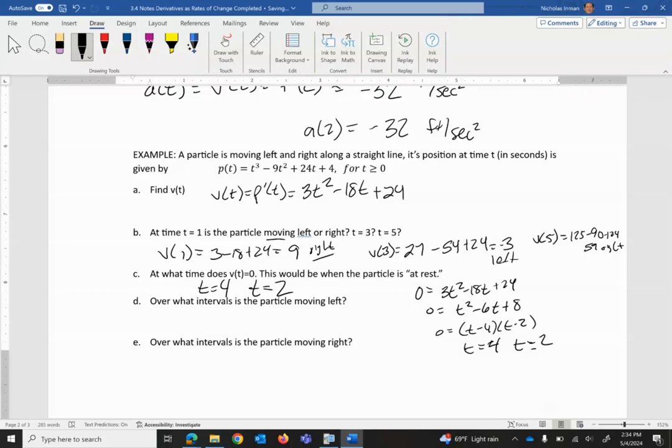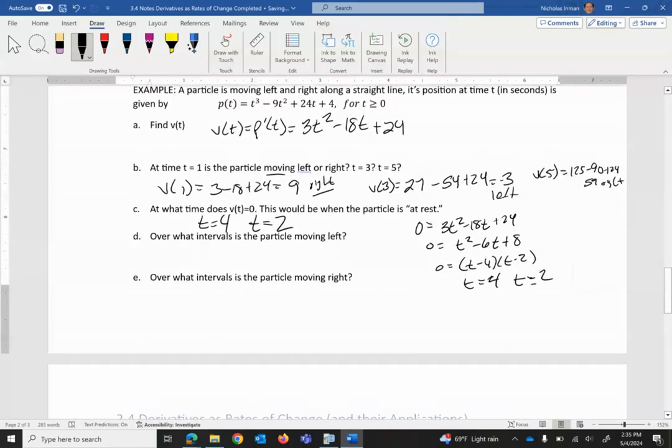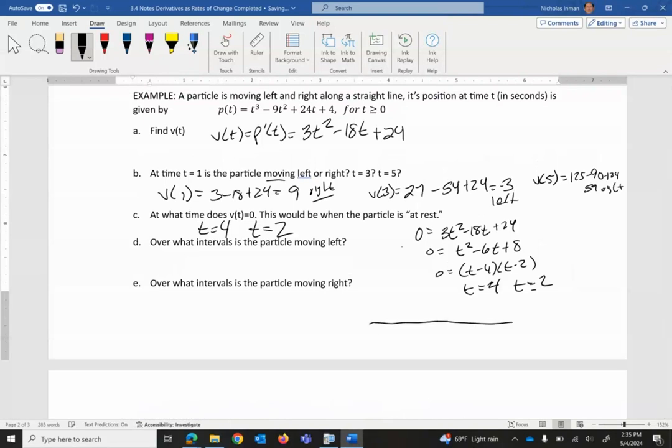Over what intervals is the particle moving left versus when is it moving right? Well, to that, we set up what is called a sign chart. So we start with t equals 0. We don't need to worry about negatives with this. It says t is only bigger than 0. We then put our numbers on our number line. We know the particle is at rest here, at 2, and at 4. And those are the only times our derivative is equal to 0. Okay, so we know it's going to be moving for every other moment in time.